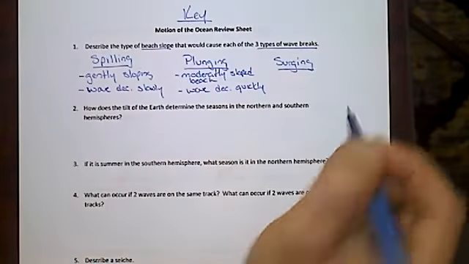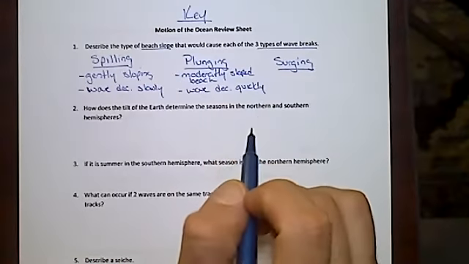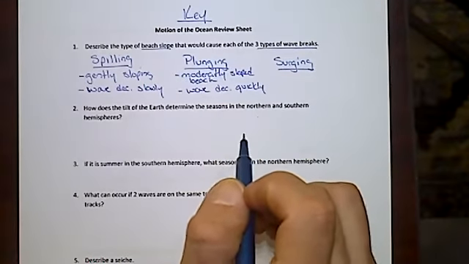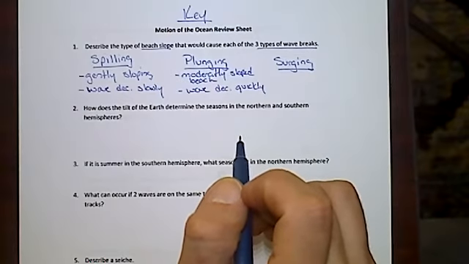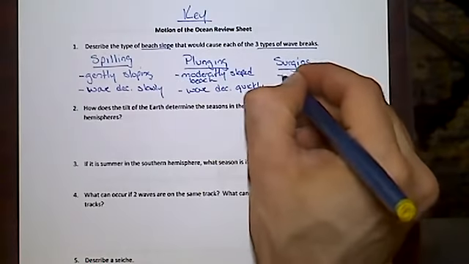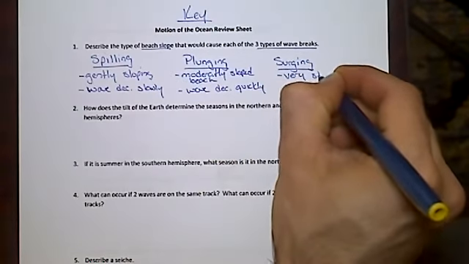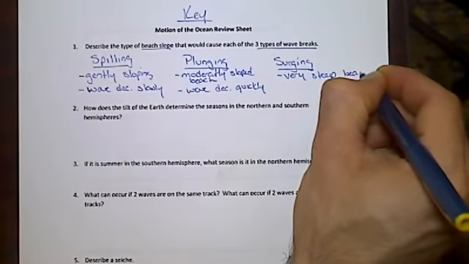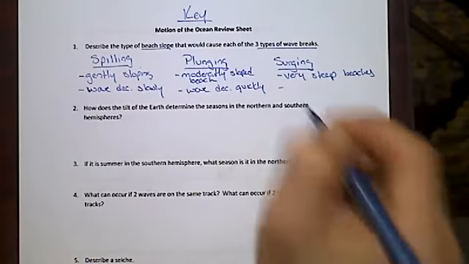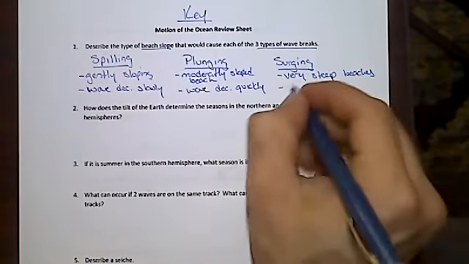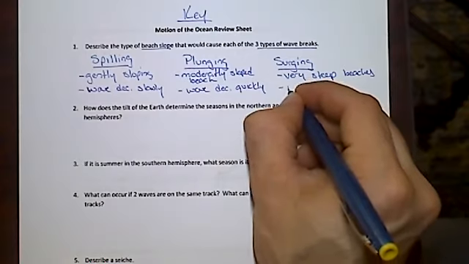And then finally, we have a surging breaker. Surging breakers occur on very steep beaches, and in this case, there is no deceleration to the wave.